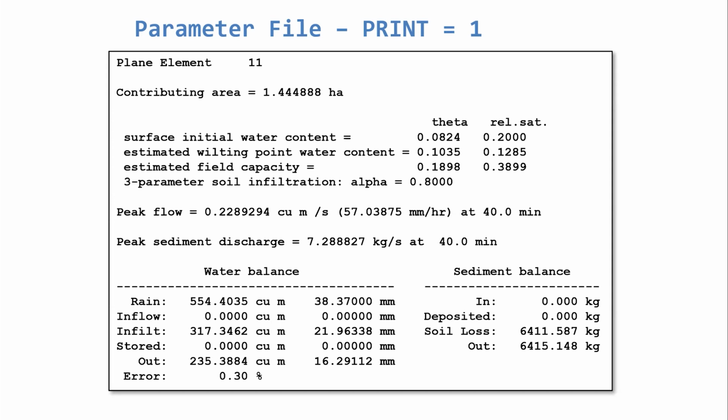On the element itself, you can have both erosion and deposition. So this is basically saying that there's no element above element 11, so there's no sediment coming in. And all the sediment that was eroded went out of the element. That's why we have 0 deposited. And then we've got soil loss from the element itself, and that's equal to the total output.